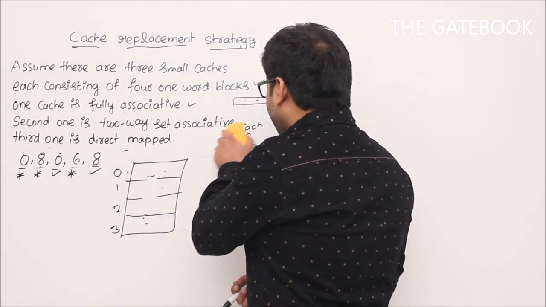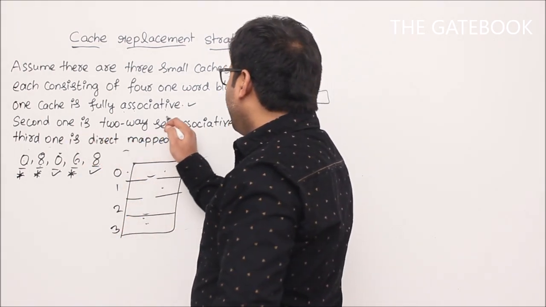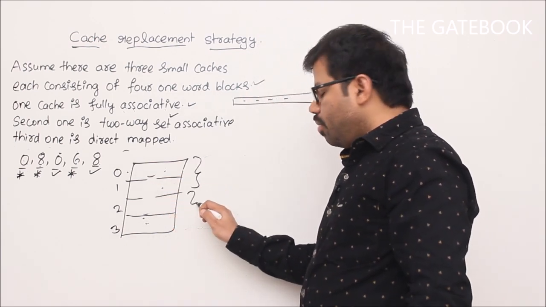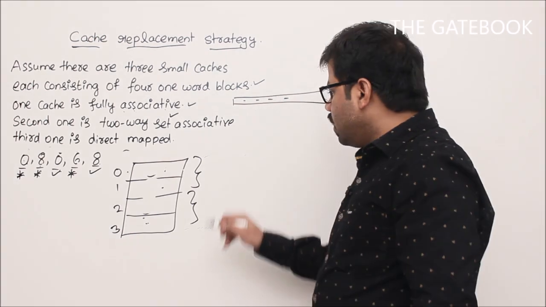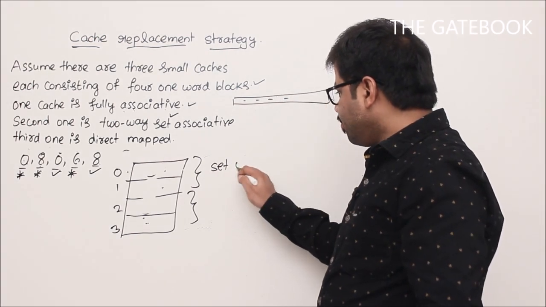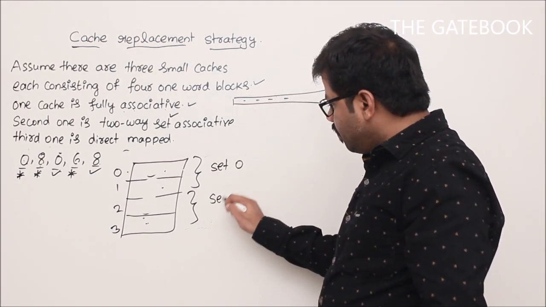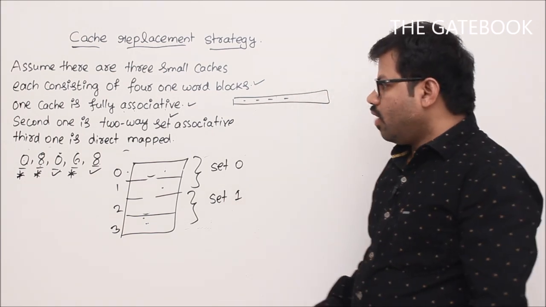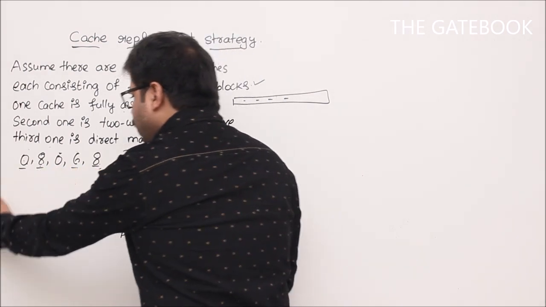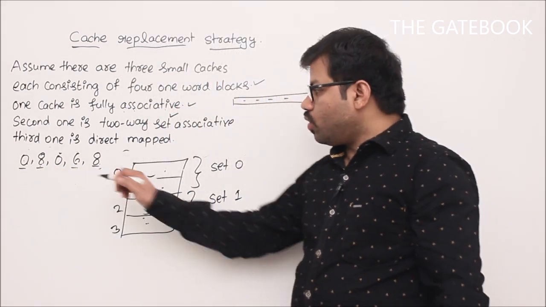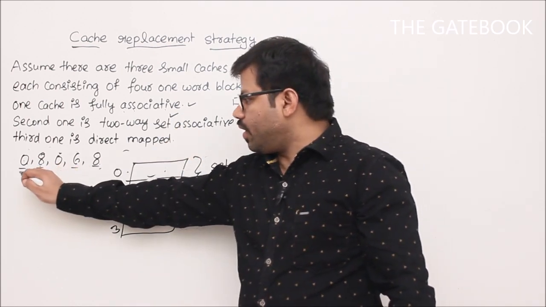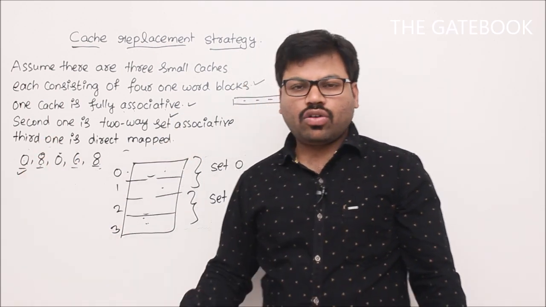Now let us take the second one, two-way set associative mapping. In two-way set associative mapping, we will be having 2 sets, isn't it? So this is set 0, this is set 1. Understand? Now let us try to map these things. First of all, 0, right? So you should know, because it is now not fully associative, there is a particular place 0 will go, right? How to find that out?